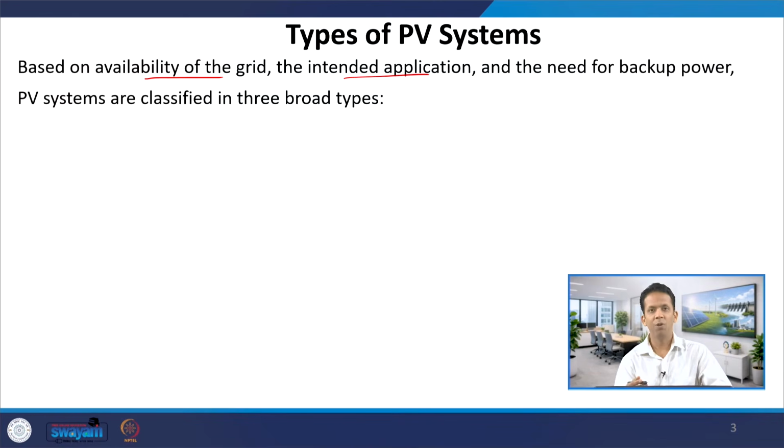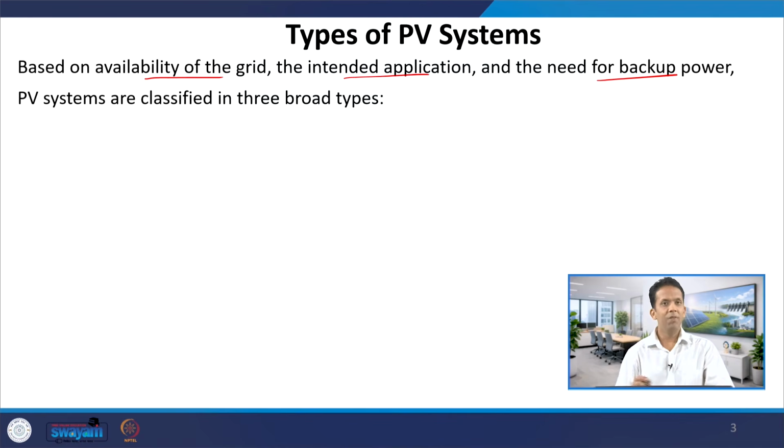So types of PV systems would be classified based on multiple factors. Most important of them is the availability of the grid. If grid is available, it can be grid connected system. If grid is not there, it can be off grid system. Then the intended application, for what purpose that PV system is going to be used, whether it is going to be used to supply electricity to houses or for powering solar pumps in agriculture or powering an industry, and the need for backup power, whether we need a battery or we don't need a battery.